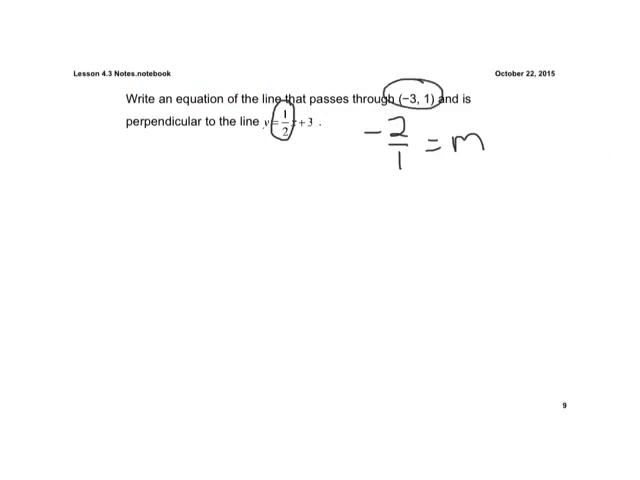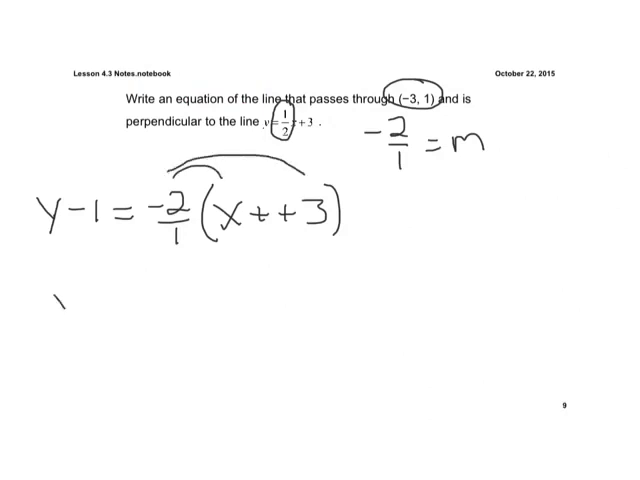And we have a point, so we're going to use point-slope form. Okay, plug it into point-slope form. Y minus our y coordinate, which is 1, equals our negative reciprocal slope, which is negative 2 over 1, x minus our x coordinate, negative 3. Okay, we're going to get this into slope-intercept form. So we need to distribute, and we have y minus 1 equals negative 2x, or negative 2 over 1 x. And now we have a negative times a negative, so we have plus 6.